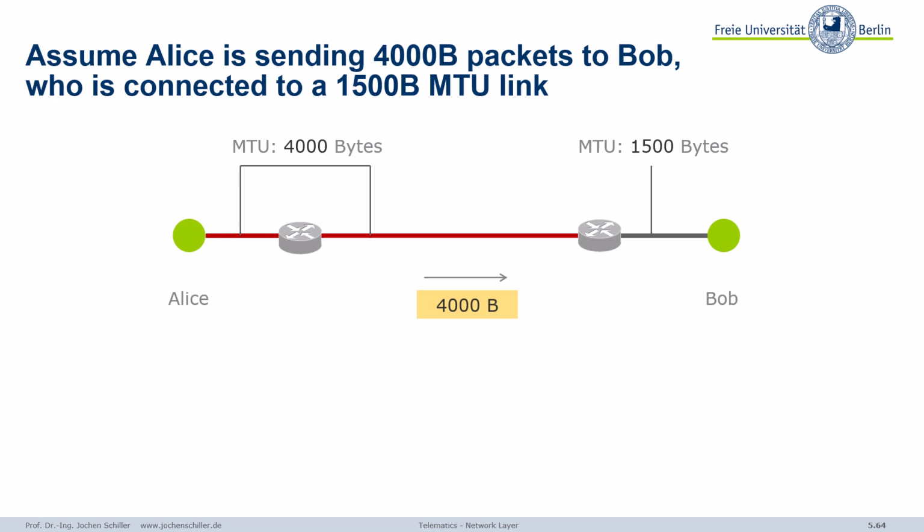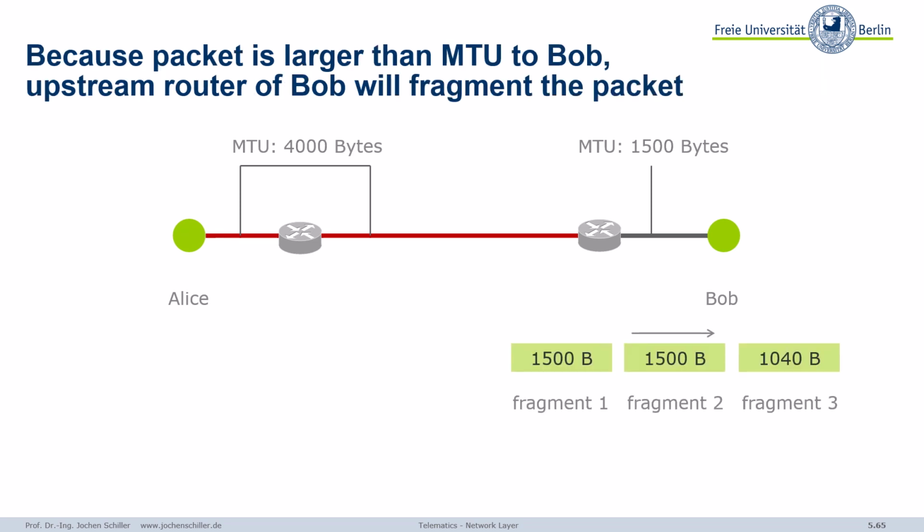So, example, what does it look like? You send, for example, something with 4000 bytes because the MTU is 4000, but you're connected here, you see on the last hop, with an MTU of 1500. So 4000 bytes go through the net, but the router here will then split up everything into these 3 fragments. And then forwards these 3 fragments to Bob, and Bob has to reassemble everything.